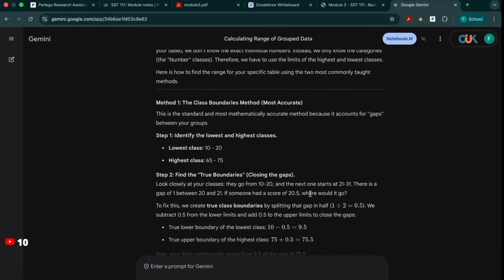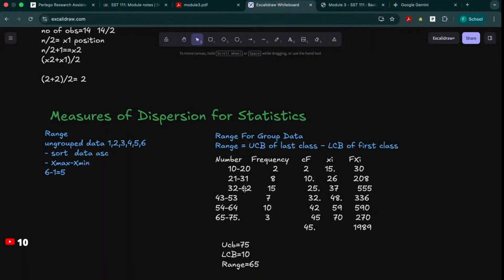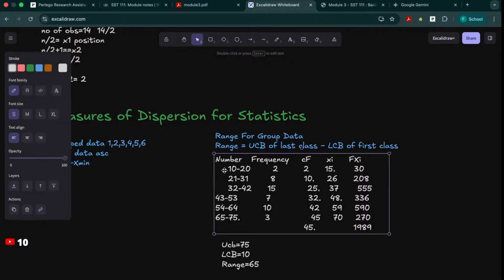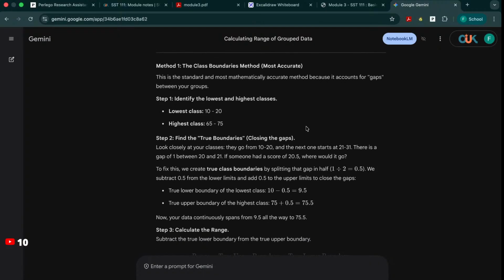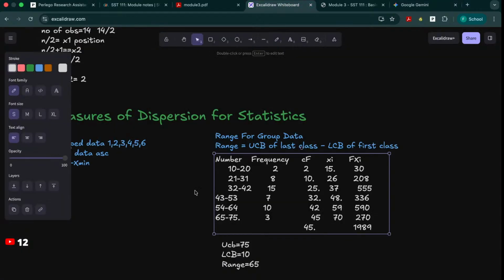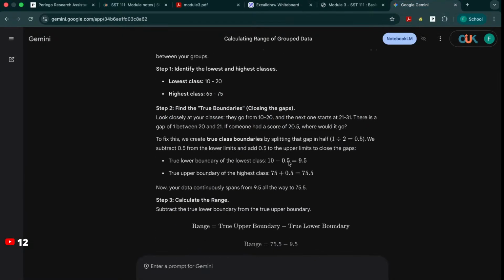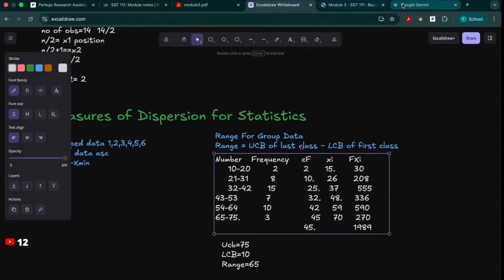So method 1, we have the boundary method, which we calculated, and we didn't include the boundary. Step 1 is to identify the lowest and highest classes, that is 10 and 20. We identified it correctly here. Then we identify the highest class, 65 and 75.